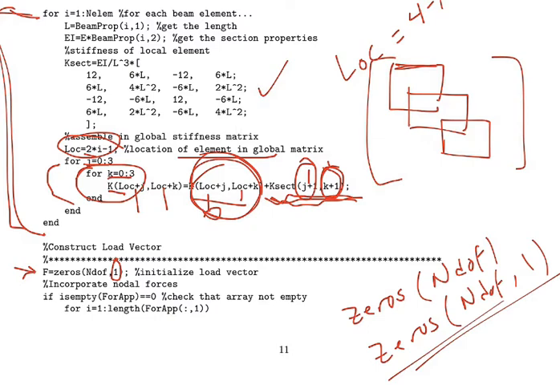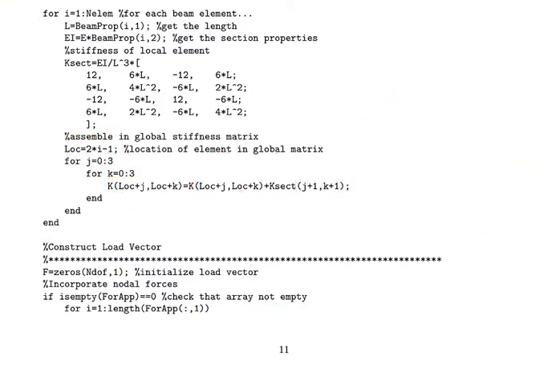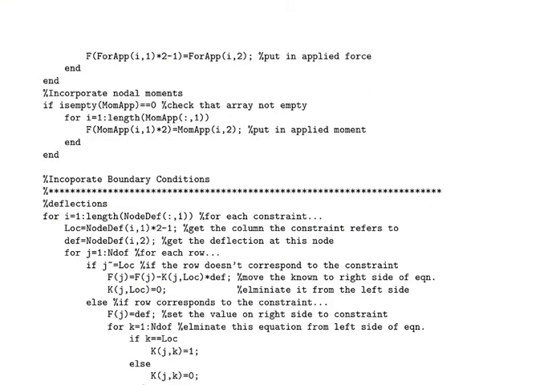If I just make it zeros of NDOF comma 1, it initializes or grabs actually the first column of the zeros matrix and assigns it to F. And then you check that this is not empty. So there's an empty check here. And then you continue with it in the next page here to incorporate the nodal moments.